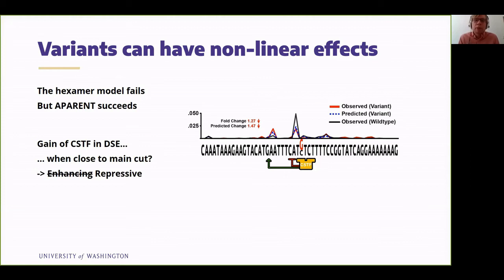And what's really nice, the blue dashed line is the prediction by APARENT. So APARENT is actually able to properly score this variant effect because it's able to make use of the entire sequence regulatory code to make an informed decision of where the poly-A cut sites are, and has learned that CSTF sites too close to those cut sites are going to repress cleavage. So yeah, hopefully that answered that question.